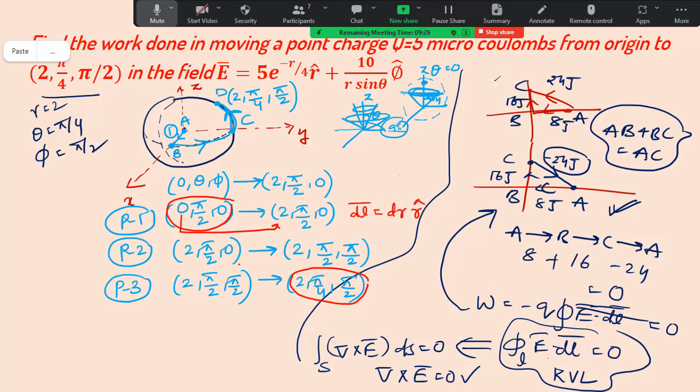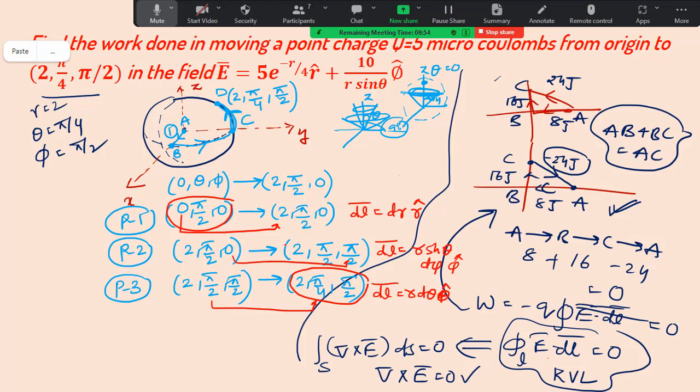In path 2, if you observe, R is fixed at 2, theta is fixed at pi by 2, only phi is changing. So in this case dl bar is... whenever phi is changing, what is the scaling factor? R sin theta d phi phi cap. Next, in the third path, R is fixed and phi is fixed, but theta is changing. So when theta is changing, dl bar is equal to R d theta theta cap.